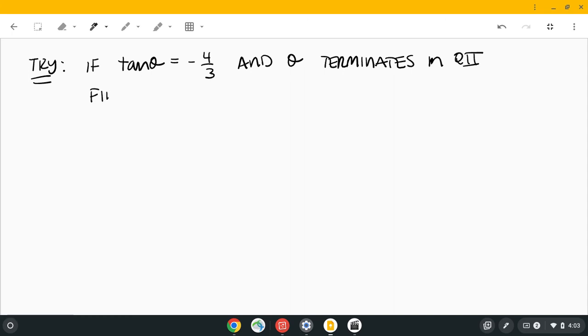Find sine theta and cosine theta. Okay? Alright, so once you copy all of this down, go ahead and hit the pause button and see if you can do this problem. Once you're done, then come back and unpause and check your answers with mine. Alright, go ahead. Hit the pause button.